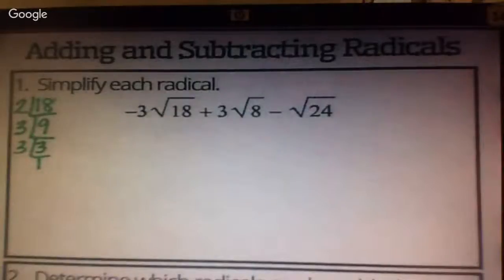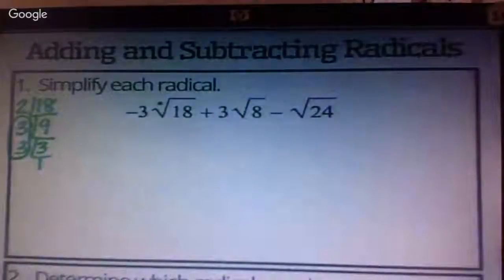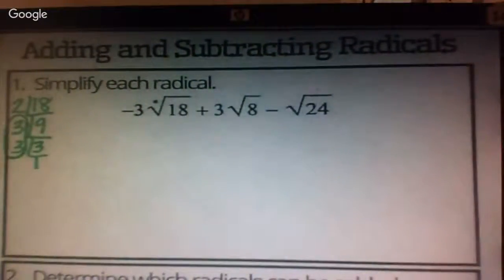Okay, so when I'm circling, what am I grouping in? 2's. That is not an index. It is a coefficient. Okay, so be careful with that. My index would be really tiny right here. My index is not written, so I'm grouping in 2's. So I circle these 3's. Okay, so that means this 3 comes out front.